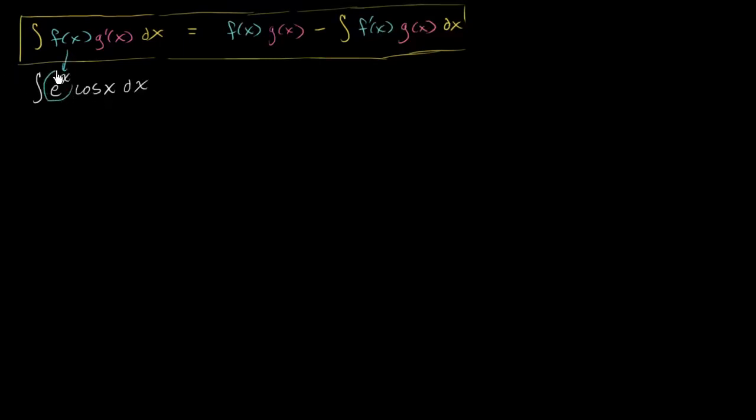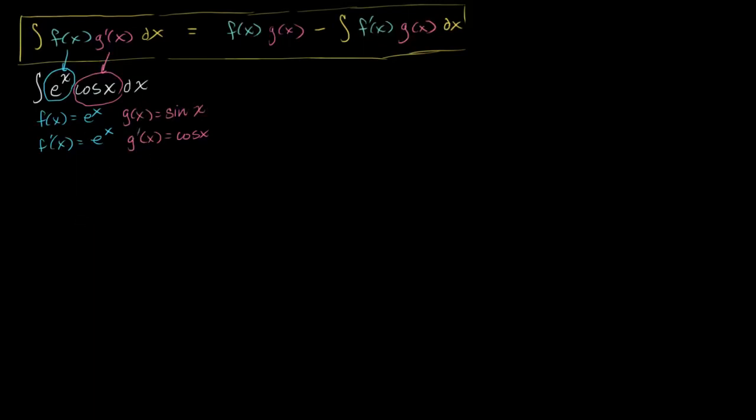Let's assign f of x equal to e to the x, and g prime of x equal to cosine of x. So let me write it down. We are saying f of x is equal to e to the x, so f prime of x is equal to e to the x. The derivative of e to the x is just e to the x. And we're making the assignment g prime of x is equal to cosine of x, and the antiderivative of cosine of x, g of x, is just going to be equal to sine of x.